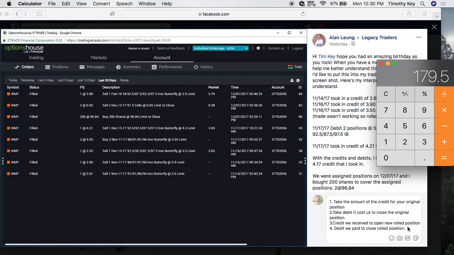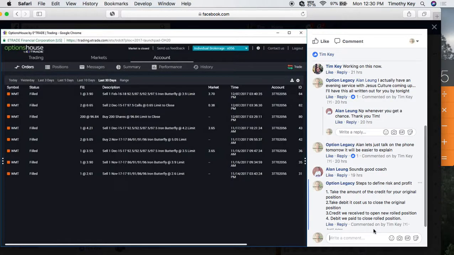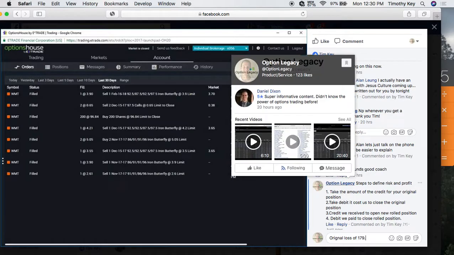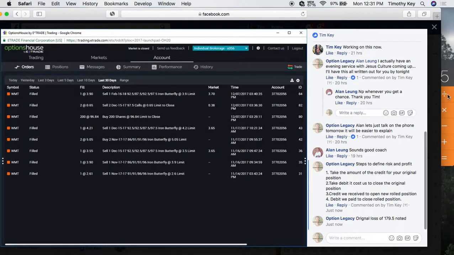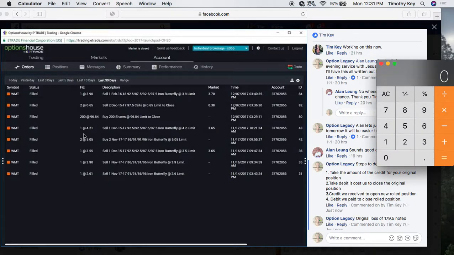So I'm just going to take note down here of the original loss of 179.50. So noted. Boom. Okay. All right. So now we're going to add these 2 credits together. We're on step 3 here, the credit you received to open the new position. So you opened this one on the 16th, and then again you opened another one on the 17th. And again, I believe it's because you realized you're in 2 contracts and you need to match that.